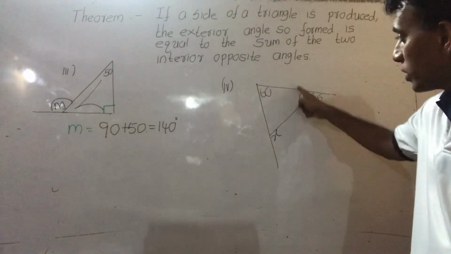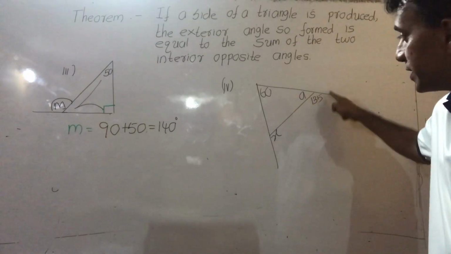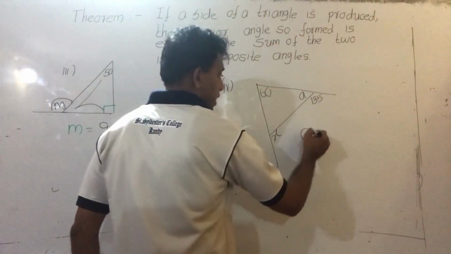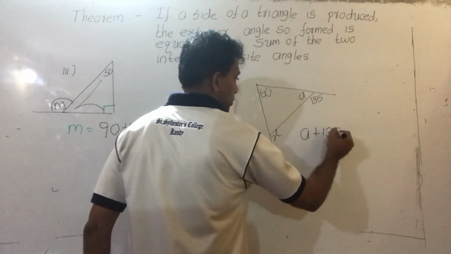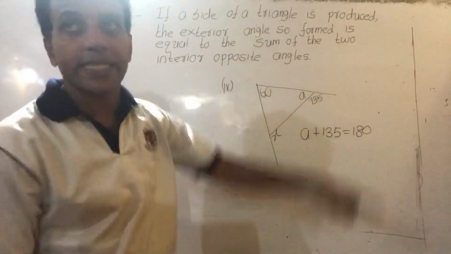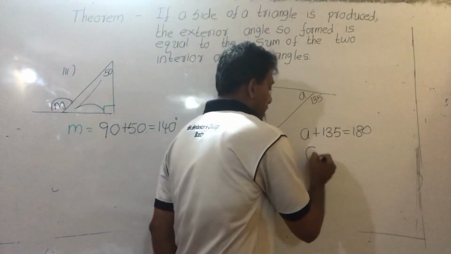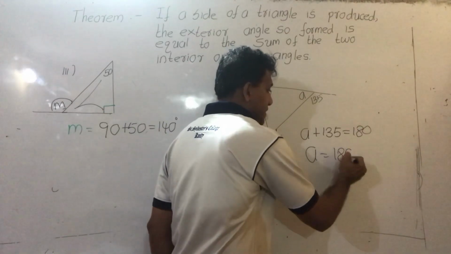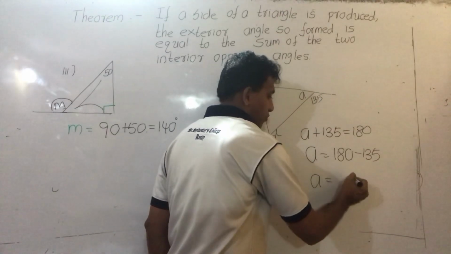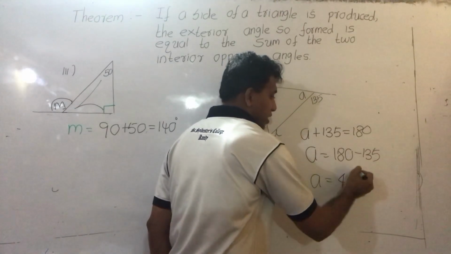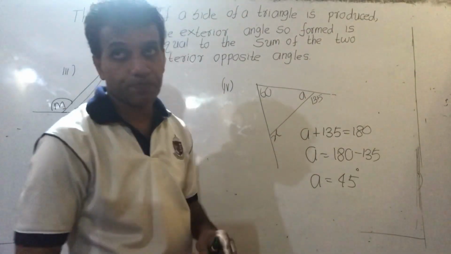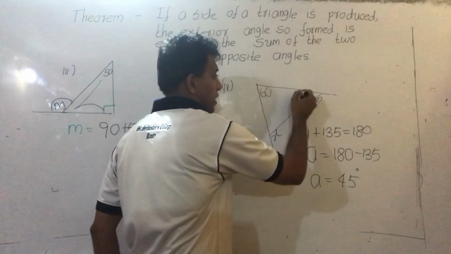Okay, now how to answer this? A value: a straight line totally 180 degrees. So find the A answer by straight line addition. A plus 135 is 180. So take the 135 to that side and find the A value. So A answer is 180 minus 135. So what is that? 10 minus 5, 5. Here is it 45 degrees? Check the value. A is 45 degrees, okay?